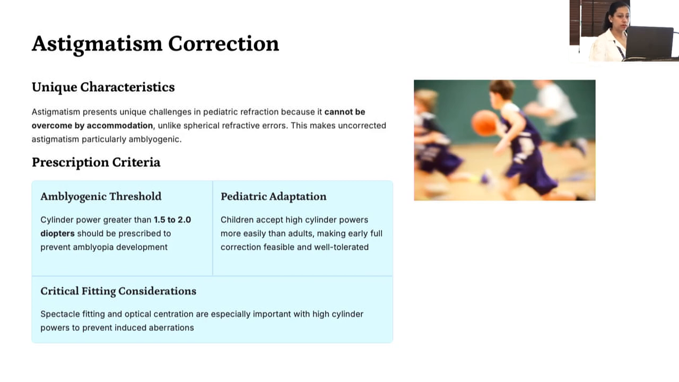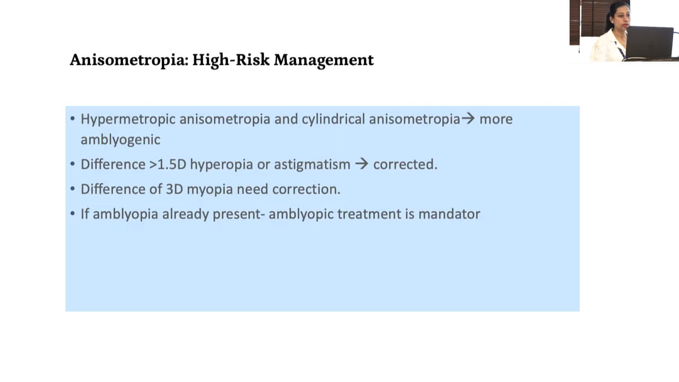Astigmatism cannot be overcome by accommodation, so it also has this amblyogenic threshold. So cylindrical power more than 1.5 to 2 diopters has to be prescribed. And another thing is, pediatric population adapts easily to the cylindrical powers, even if it is a high cylinder, on contrary to the adult. So it can be considered prescribing early enough. And you should also consider the fitting thing in the spectacles regarding the astigmatic cylindrical axis.